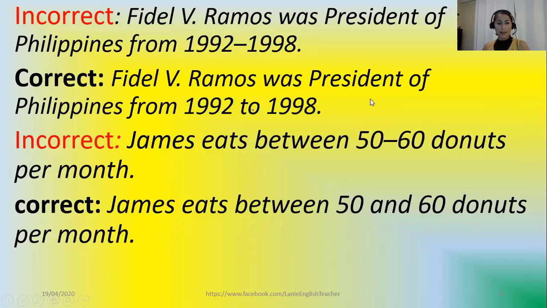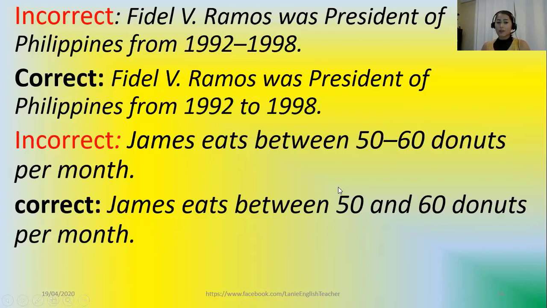So that is correct. Another example which is an incorrect way of using the N dash is this one. James eats between 50, and then N dash, 60 donuts per month. So as you have noticed, the range of numbers here, 50 to 60, is introduced by the word between. And then this is incorrect. We cannot use an N dash here.